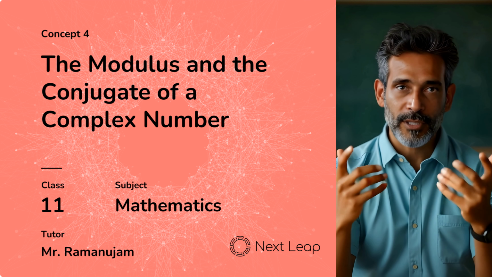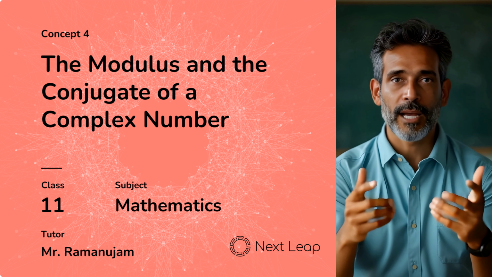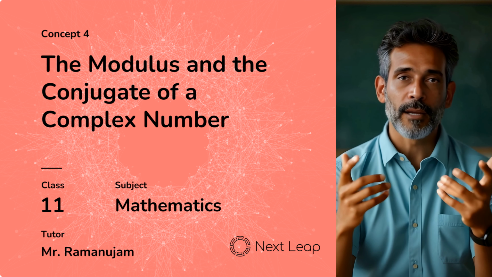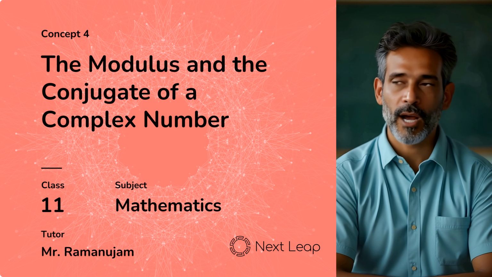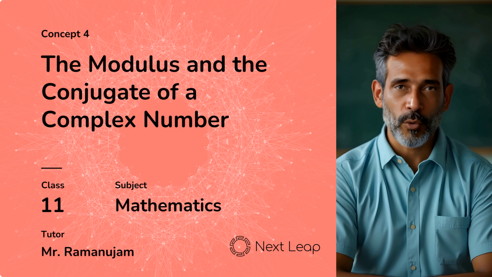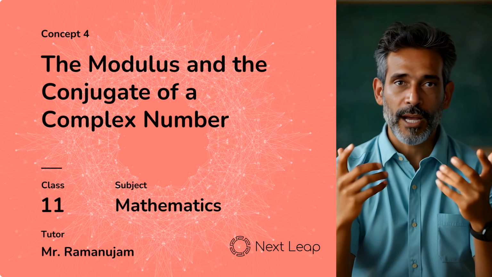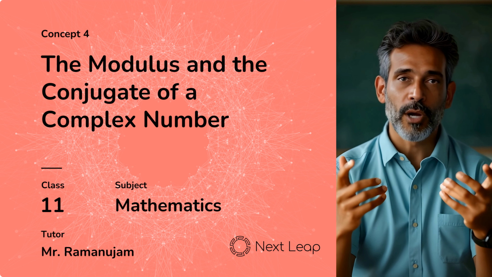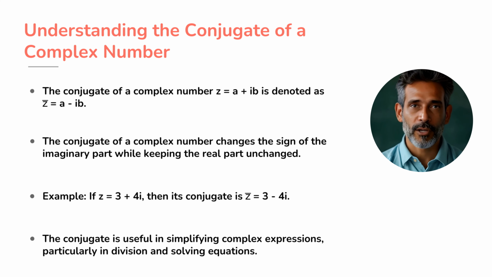The modulus represents the distance of the complex number from the origin in the complex plane, also called the Argand plane. For example, if z = 3 + 4ι, then |z| = √(3² + 4²), which is √(9 + 16) = √25, which is 5.